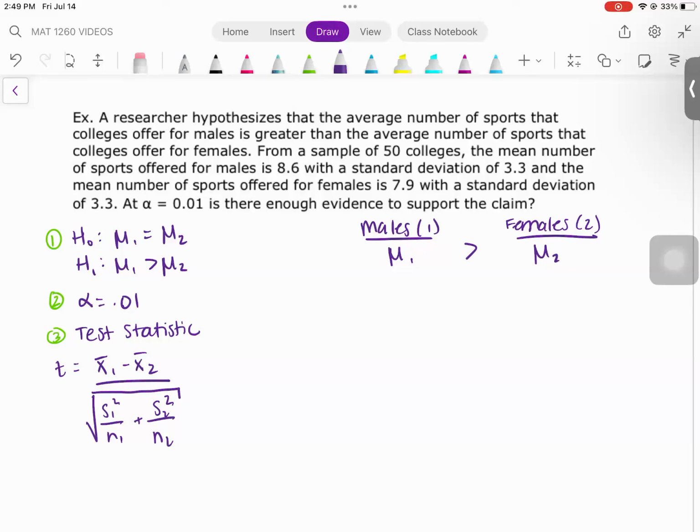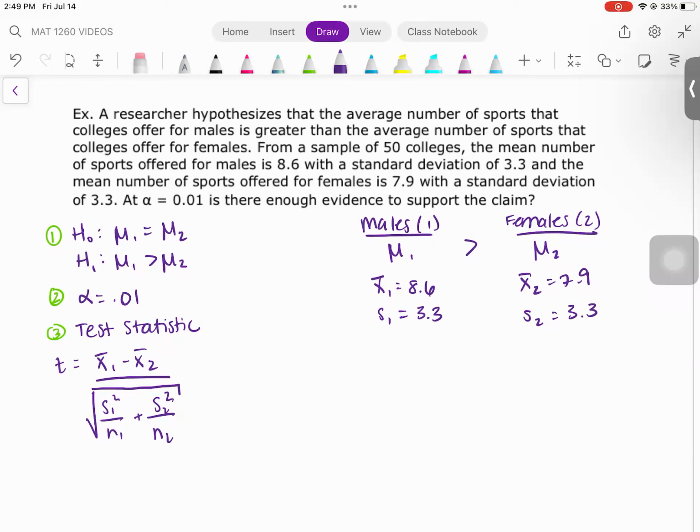So let's go to the right-hand side and start summarizing the information that's provided. X bar 1, or the mean for males, is 8.6. The standard deviation for males was 3.3. For females, the mean was 7.9. And the standard deviation was also 3.3. Now, we did sample 50 colleges and collected the number of sports for both. So our n is 50 for both.